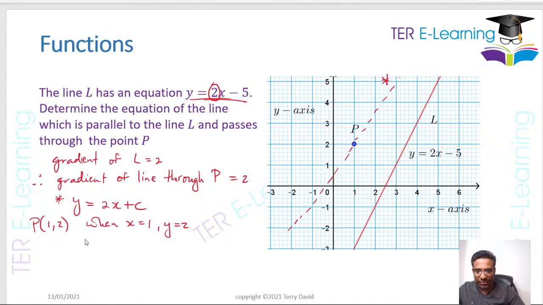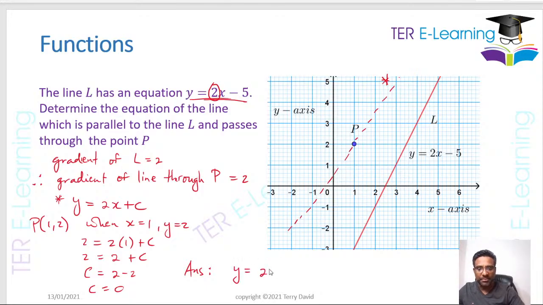So let's do that. 2 is equal to 2 multiplied by 1 plus c. So 2 is equal to 2 plus c, therefore c is equal to 2 minus 2, so c is equal to 0. So my answer for the equation that they want is y is equal to simply 2x. It just so happened that c worked out to be 0 in this case.